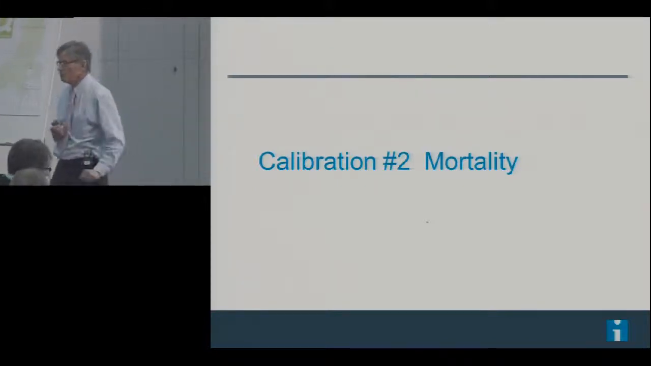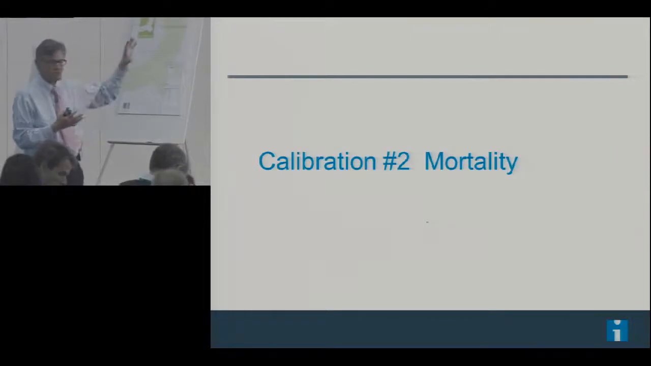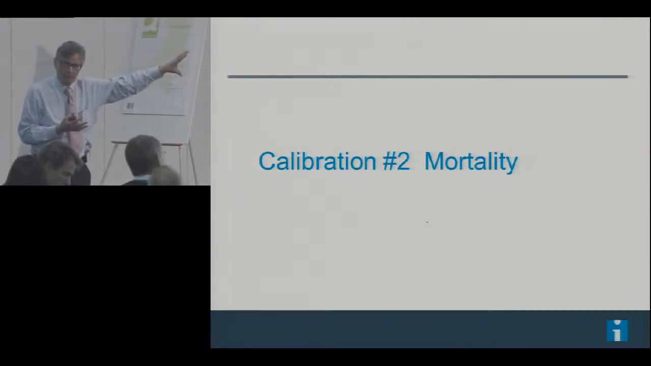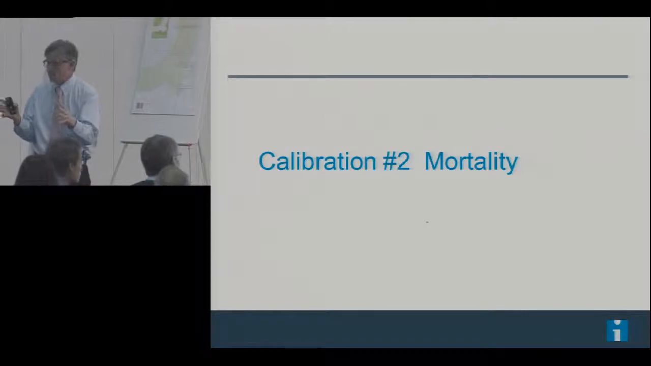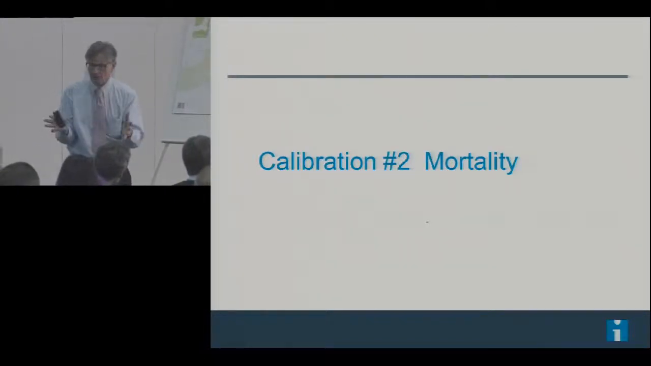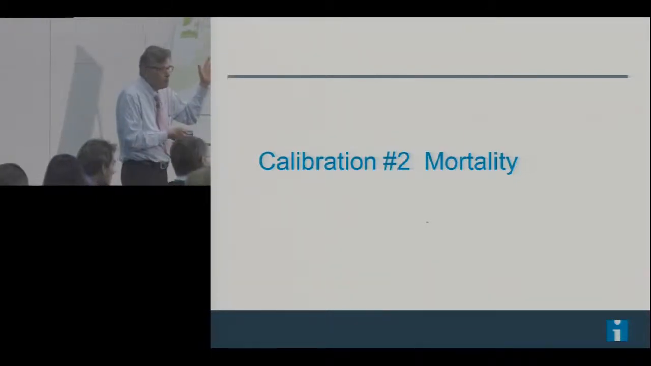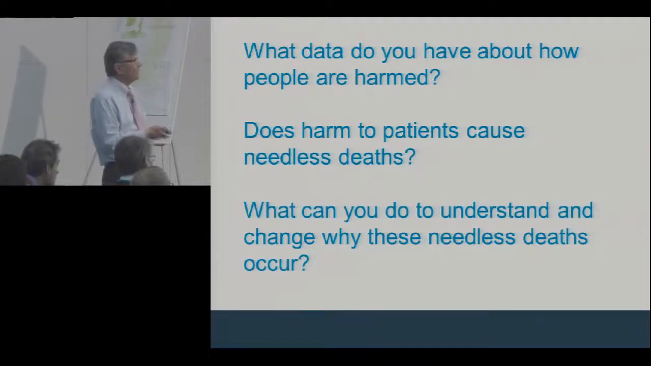Calibration number 2 is looking at mortality. Mortality says people die sometimes because it's the end of their journey in life, and other times they die because we did something that caused that. We have to try to find that out, and we've worked on mechanisms to do that. Carol?